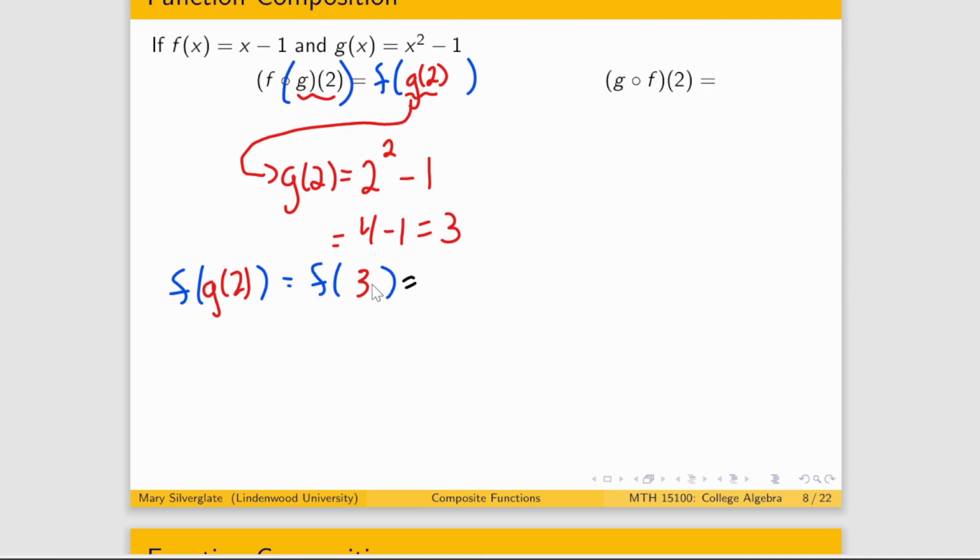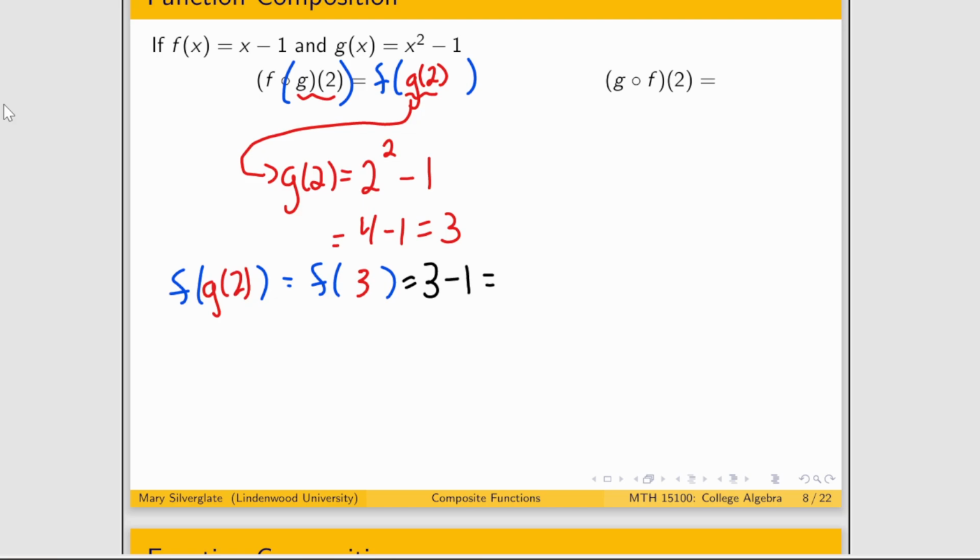I go to the f of x function, I replace everywhere I see an x with a 3, and then 3 minus 1 gives us 2. I don't know why I just wrote down a 3. It is a 2. 3 minus 1 is 2. Masters in math, everyone. All right, so we have 2, and that's our final answer.